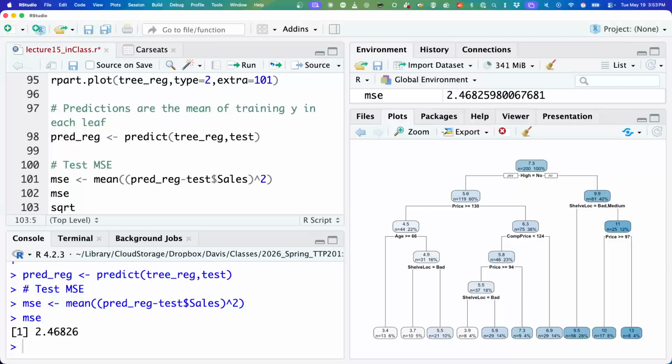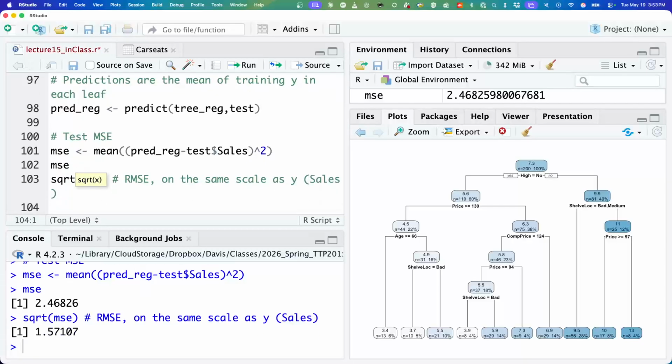If you take the square root of the mean squared error, this is known as the root mean squared error. I think we've talked about this before. So this will be on the same scale as your outcome variable, y, aka our sales. So on average, we would expect the predictions from this model to be about 1.57 sales off, right? So the sales are in thousands, so our model would on average have an error of about 1,500, 1,600 sales off of the actual.